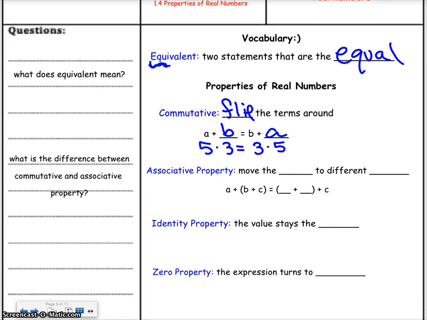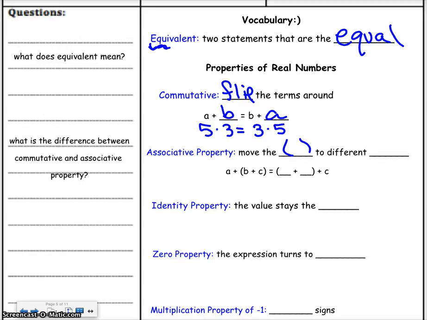We can flip numbers around however we want if we're adding and multiplying. Associative property. We move the parentheses to different terms. Terms mean numbers. Okay? So associative property, what I always tell my kids, it's who do you associate with? It's a group of people, and it's saying that you can change your group around. So here B and C are hanging out together, and according to the associative property, it's better to have more friends. So now A and B are going to hang out together for a little bit. You're associating with different people. You're associating with different terms for math.